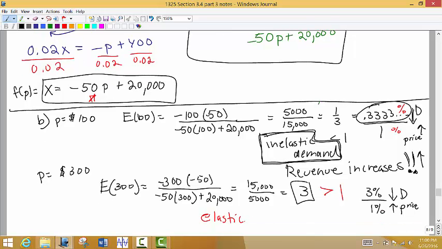So in this case, since I have that elastic demand, the revenue then is going to decrease. So my customers are going to quit buying. A lot of them are going to quit buying. My revenue, the money that I'm bringing in, is going to start to decrease, and that's what I do not want.